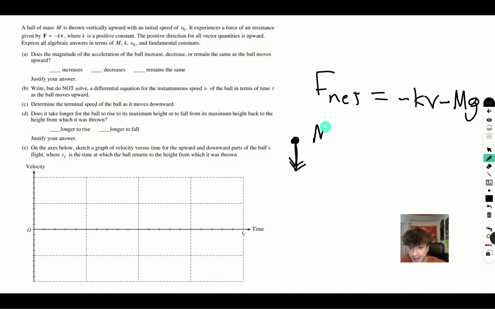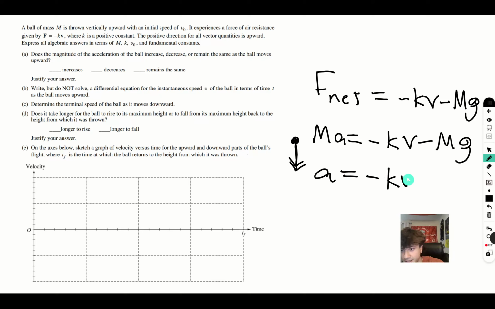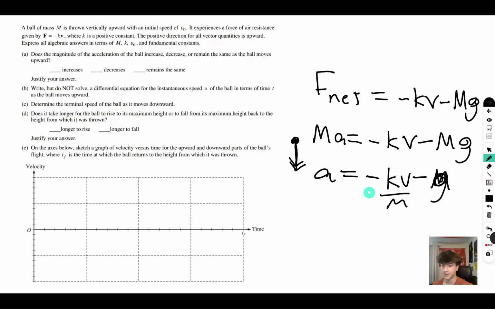So we can write that ma, because ma is equal to F net, is minus kv minus mg. And therefore, our acceleration is minus kv over m minus g. So there we have an equation for our acceleration. We know that k and m are constant, and so is g. So the only thing that is a variable is our velocity.